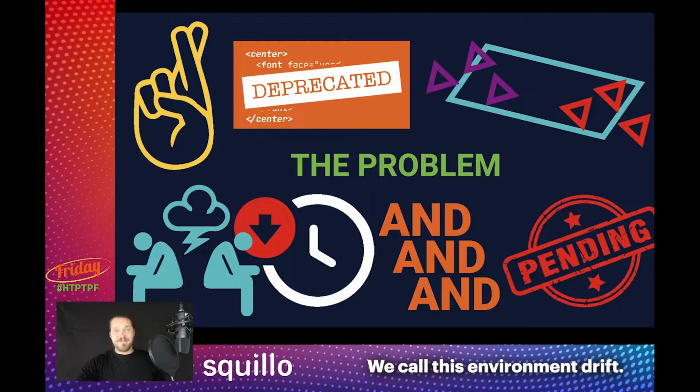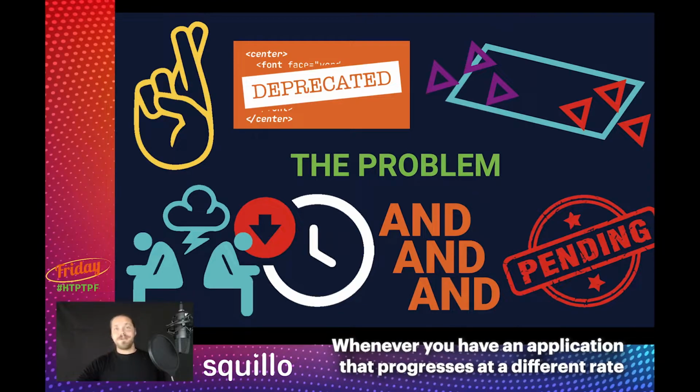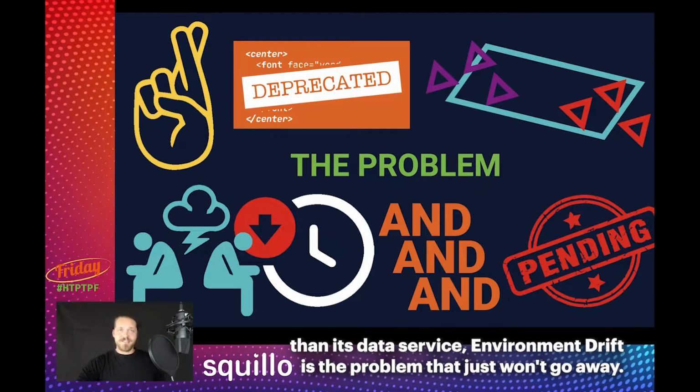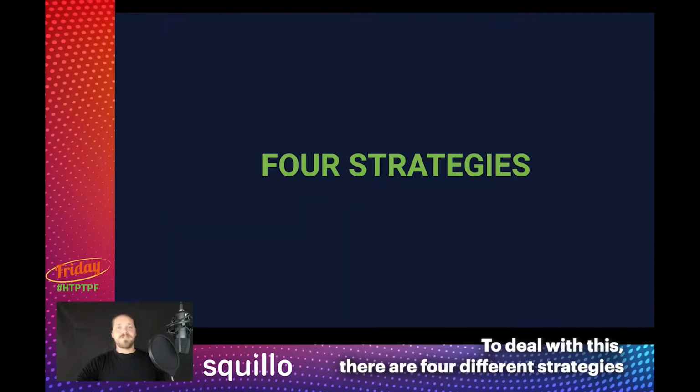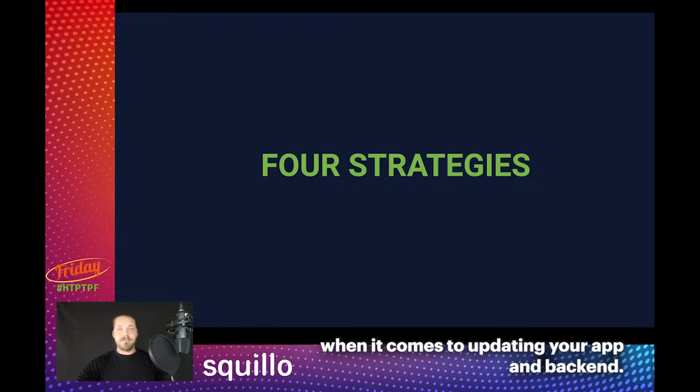We call this environment drift. Whenever you have an application that progresses at a different rate than its backend service, environment drift is the problem that just won't go away. To deal with this, there are 4 different strategies when it comes to updating your app and backend.